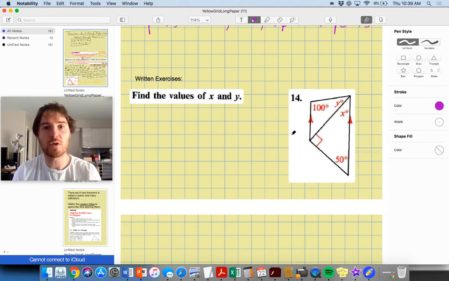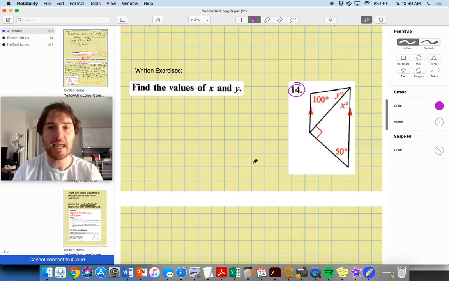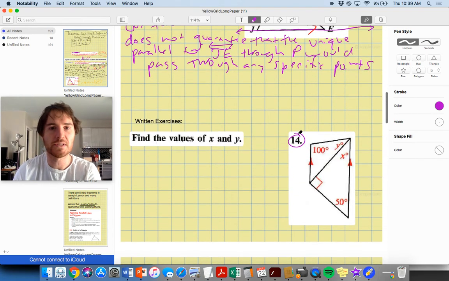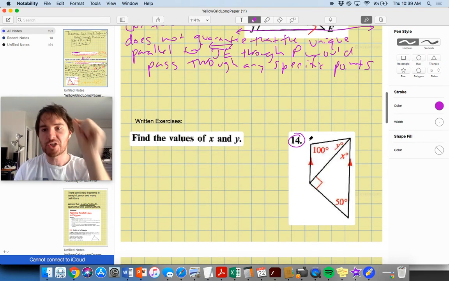All right, two more problems with you guys here. This is number 14, and then we've got number 31, which is a proof. So let's do these ones together. Find the values of X and Y. Let's check it out.